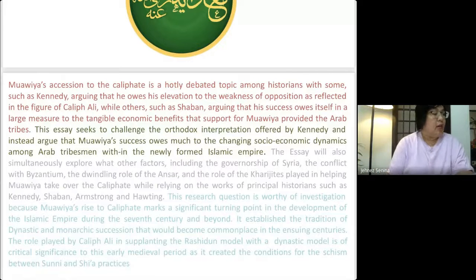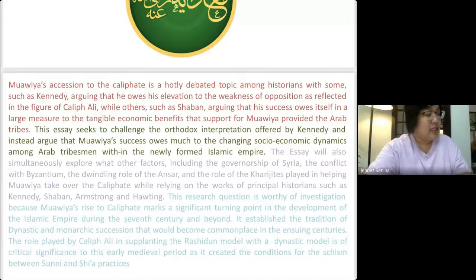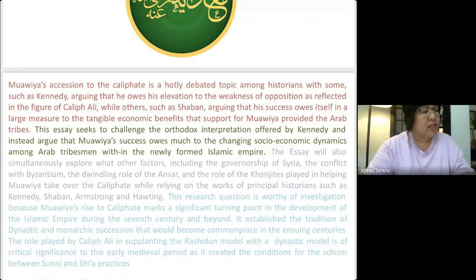So let me read. Muawiyah's accession to the caliphate is a hotly debated topic among historians, with some, such as Kennedy, arguing that he owes his elevation to the weakness of his opposition, as reflected in the figure of Caliph Ali, while others, such as Shaban, argue that his success owes itself in a large measure to the tangible economic benefits and support Muawiyah provided for the Arab tribes. So that's one or two sentences here, giving you the whole context.